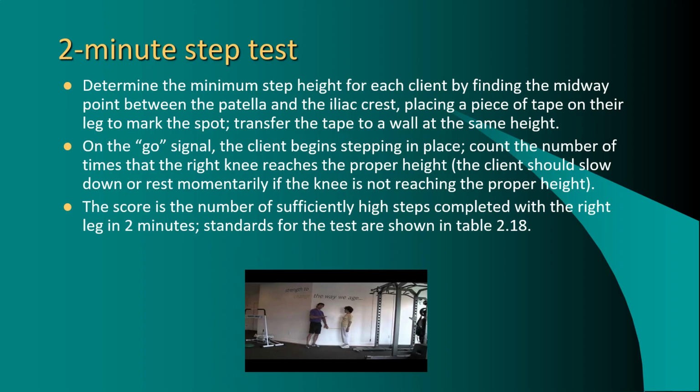You tell the client to go on the signal, so you start counting. The client begins stepping in place. You count the number of times that the right knee reaches the proper height. So each time the right knee touches, that counts; if they don't quite make it, that doesn't count. To let the clients know, let's say they're doing it on 1, and then the next time they don't reach it, you say 1 again. And so they know that they gotta go a little higher, so you only count when they get the knee to the marker. How many times they get that right knee up to the marker is the number that you're going to count.